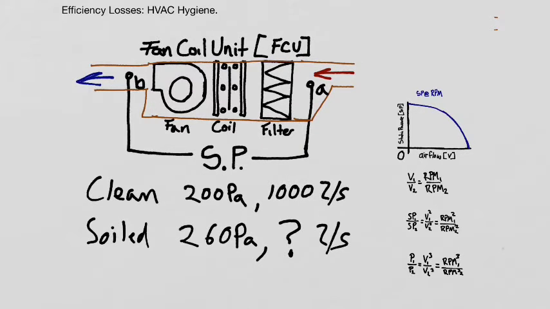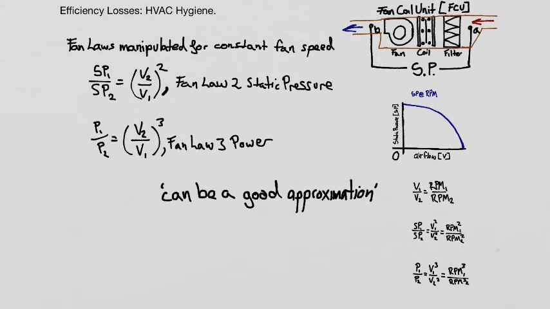We're going to look at our fan laws to get a theoretical flow rate for the air. I've amended the fan laws to consider a fan with a constant speed. What does change is our pressure through the system. We can see here that a change in our static pressure relates to the square of the change in velocity, and also that our power changes with the cube of the change in the velocity.